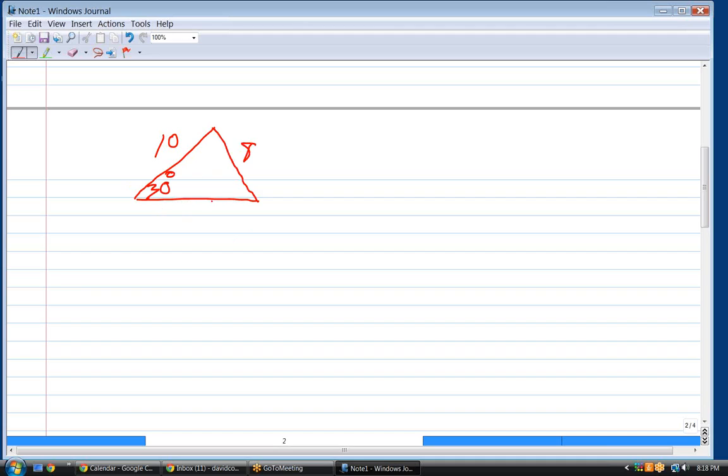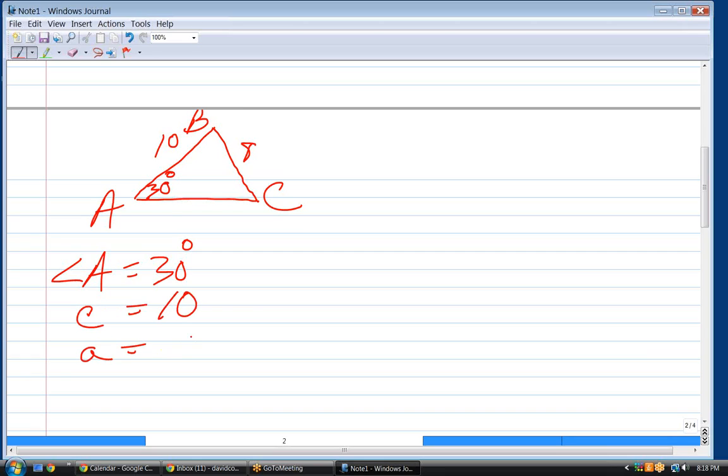If I didn't draw the picture of the triangle, and they don't usually, what they usually do is they'll say angle A equals 30 degrees, side C equals 10, side A equals 8. They'll give you those 3 pieces of information, and they'll say solve the triangle. Well, it's called the ambiguous case because in this particular instance, there's 2 different triangles that fit this description.